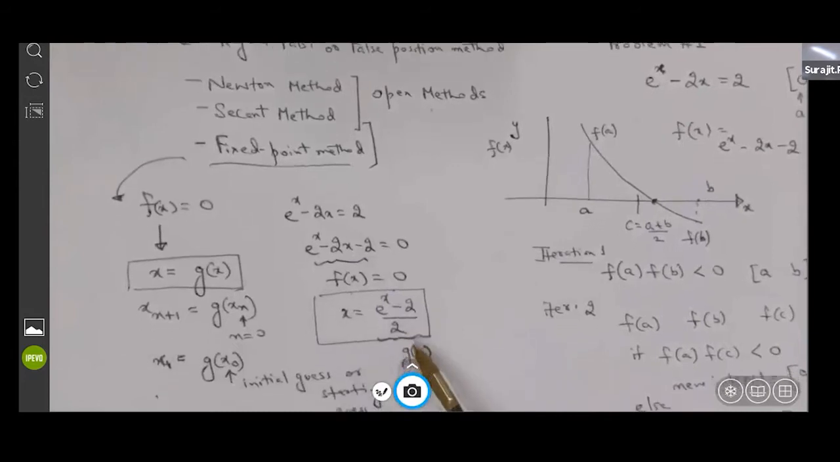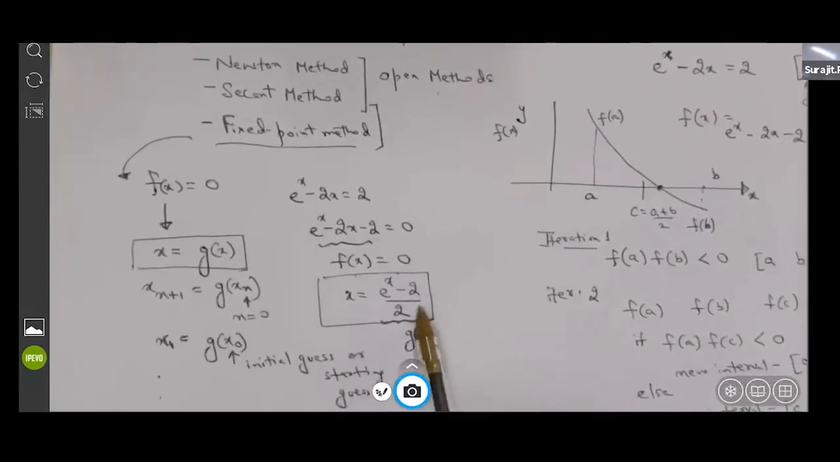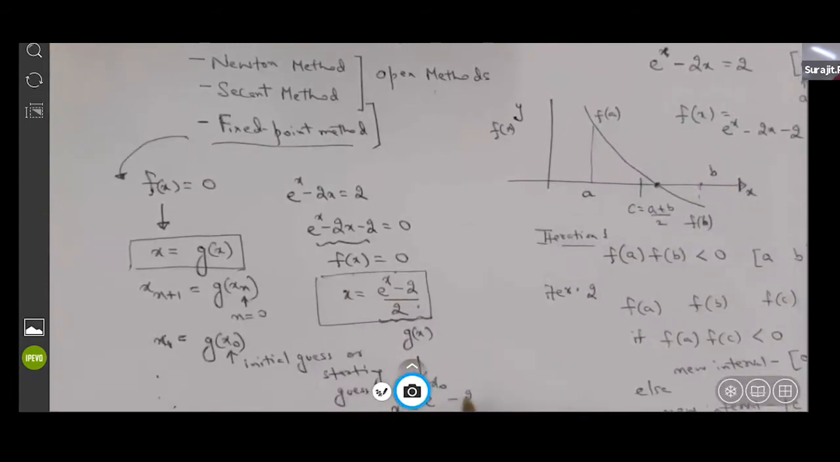Are you guys with me? Yes. Now, once you have this, what you do thereafter is use a very simple iterative root finding technique. Iterative root finding means you assume a specific value of x, your initial x, and for the next iteration you get the value of x like this. So x of n plus 1 is equal to e of x0 minus 2 divided by 2. And what is x0? X0 is the starting guess.